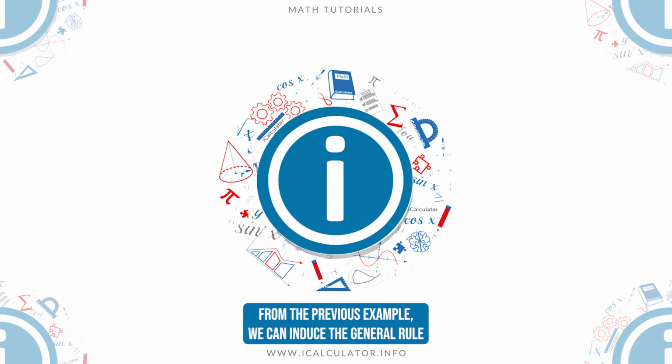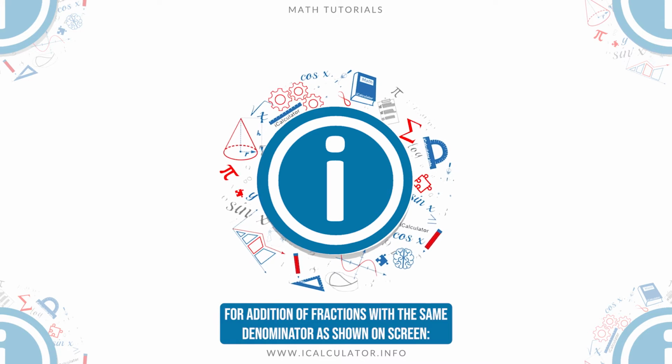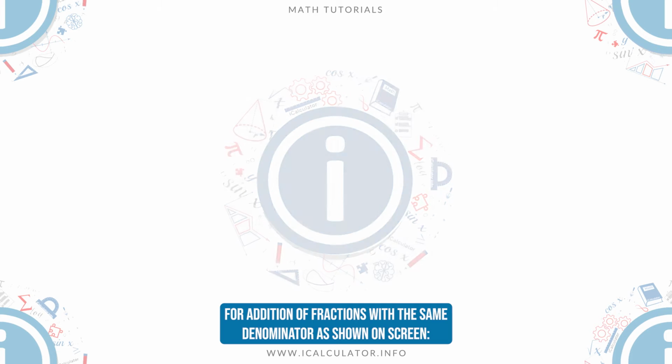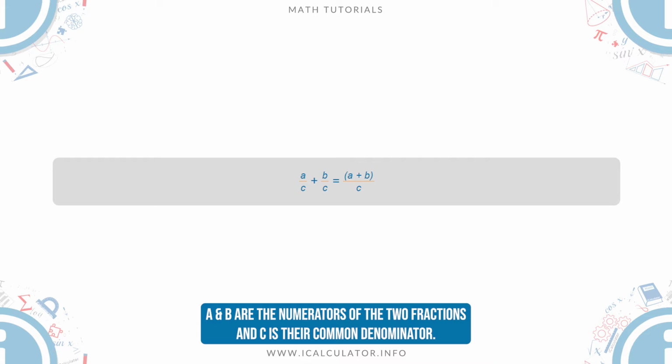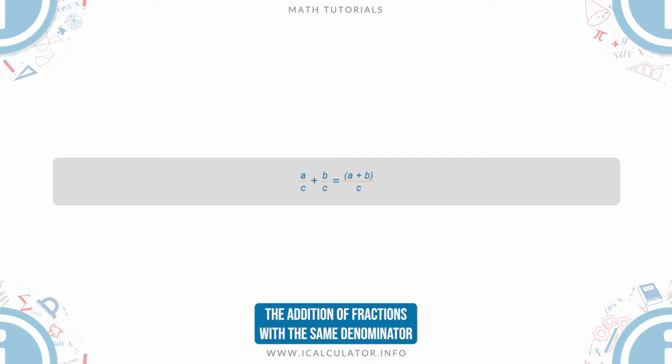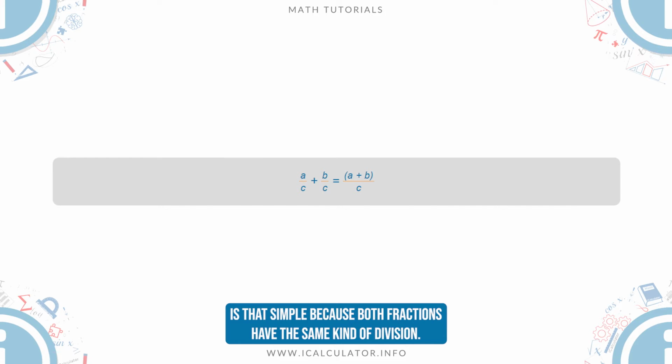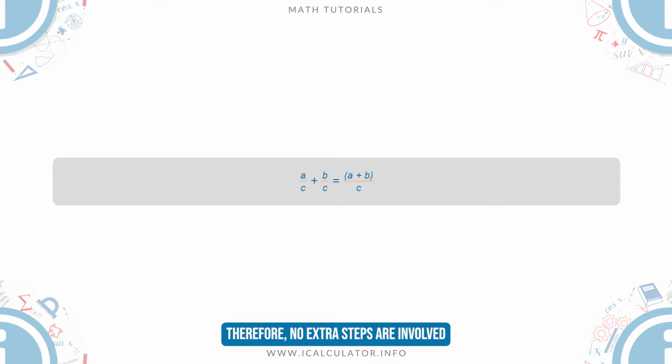From the previous example, we can induce the general rule for addition of fractions with the same denominator, as shown on screen. A and B are the numerators of the two fractions and C is their common denominator. The addition of fractions with the same denominator is that simple because both fractions have the same kind of division. Therefore, no extra steps are involved in such an operation.